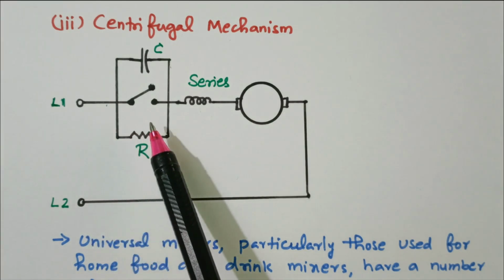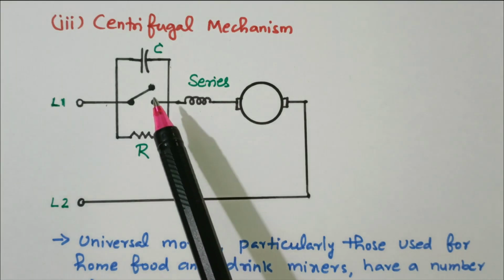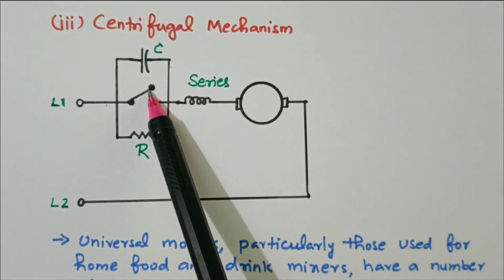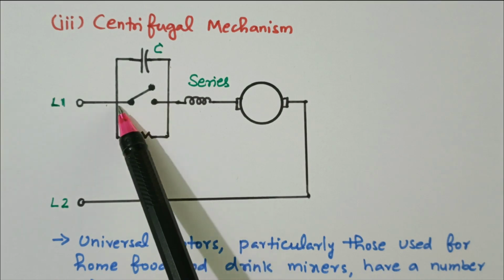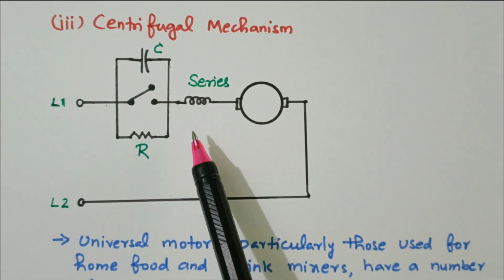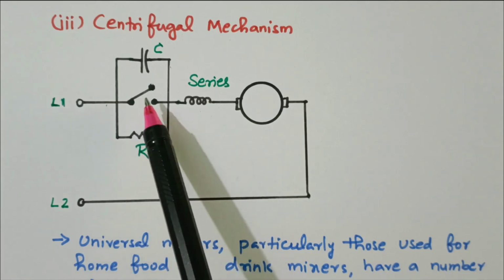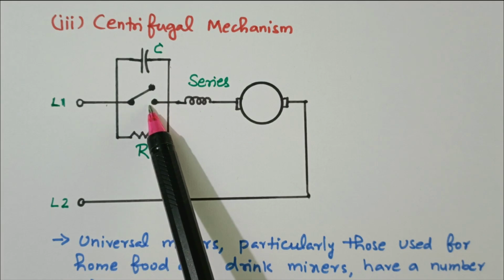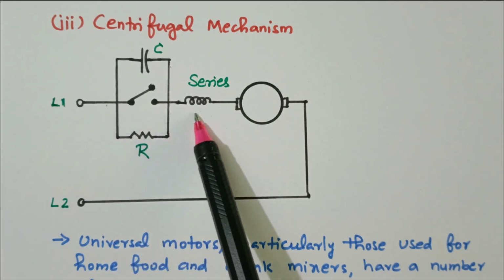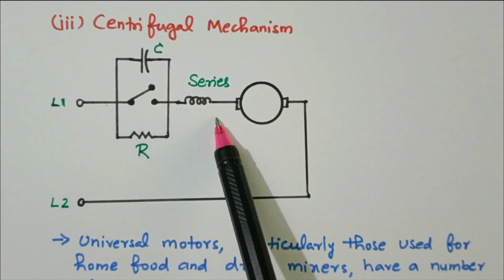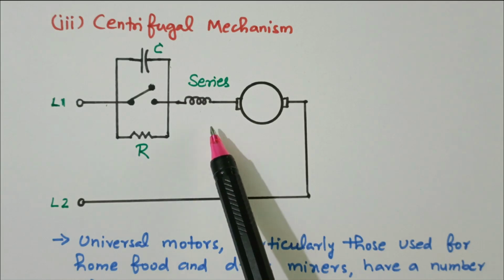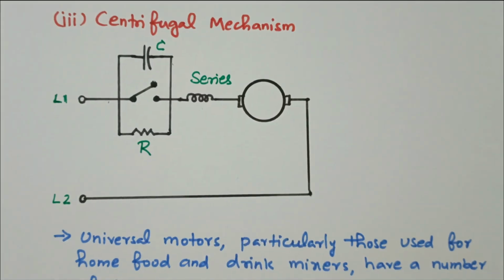If the speed of the motor is high, then we are opening this centrifugal switch, so that current will flow through the resistor. Current is decreased. If the motor is rotating slowly, then we are closing this centrifugal switch. At that time, the current flows directly, so more current will flow and the motor speed will increase. Now we'll see this in detail.